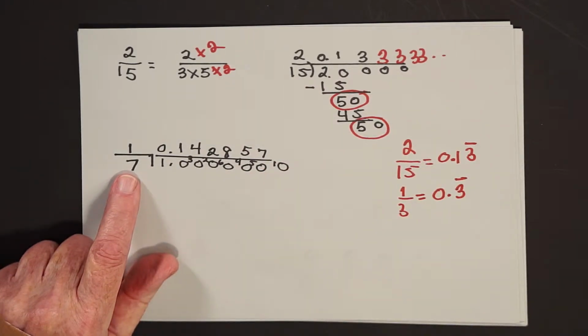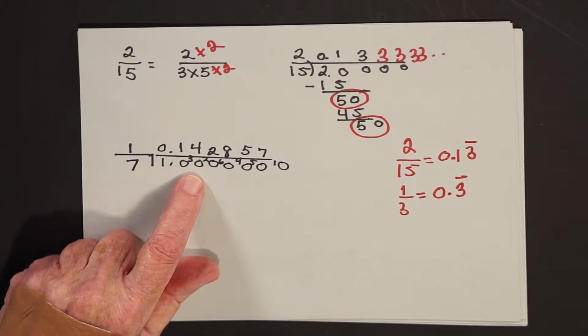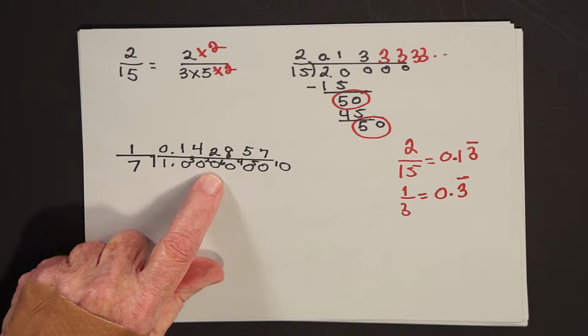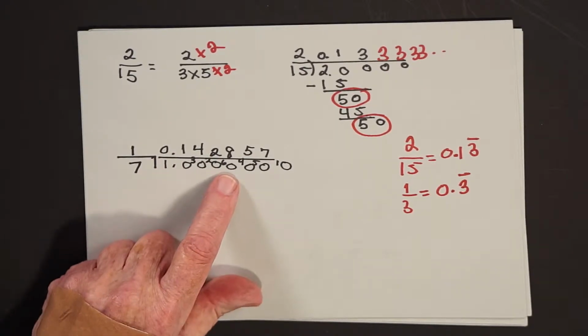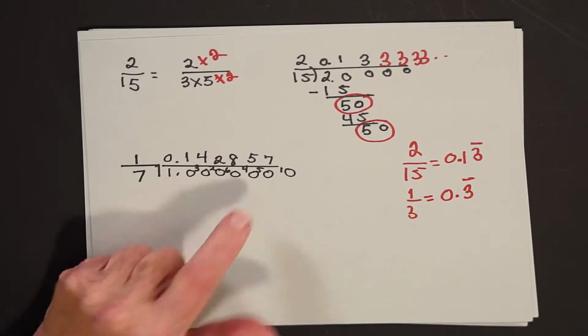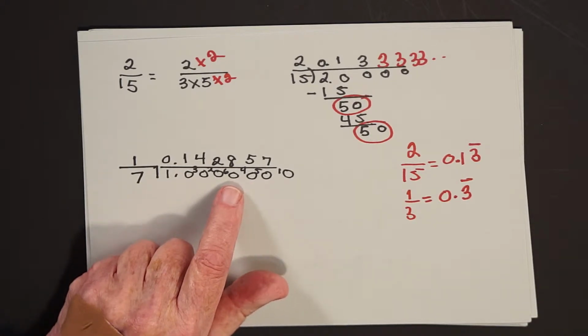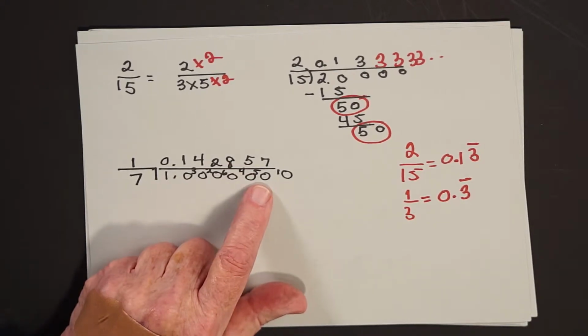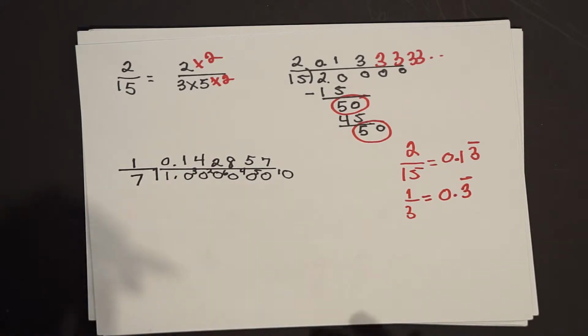Let's try it with 1/7. 7 goes into 10 once with a remainder of 3. 7 goes into 30 4 times with a remainder of 2. 7 goes into 20 twice with a remainder of 6. 7 goes into 60 8 times with a remainder of 4. This seems to be going on endlessly. Let's see what's happening here. 7 goes into 40 5 times with a remainder of 5. 7 goes into 50 7 times with a remainder of 1.